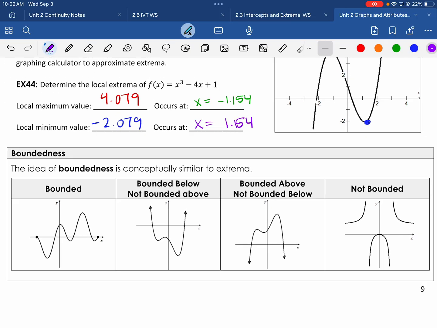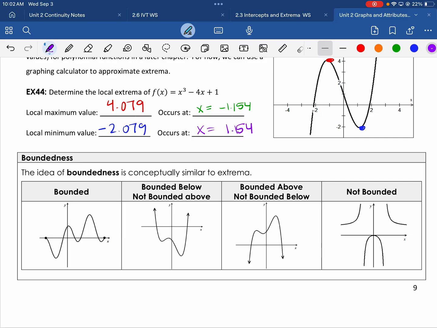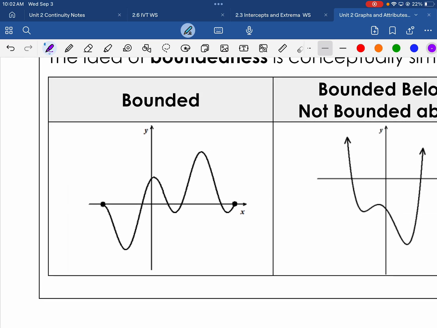Okay, and then the last thing we're going to talk about here is boundedness. Boundedness is a similar idea to absolute extrema, but we're looking at the ends of the graph, and I want to know, are they going to go up or down forever? So on this very first one, are you going up forever? No, you're bounded above here. Are you going down forever? No, you're bounded below here. So this graph would be bounded because it's not going up or down forever. It is a bounded graph.